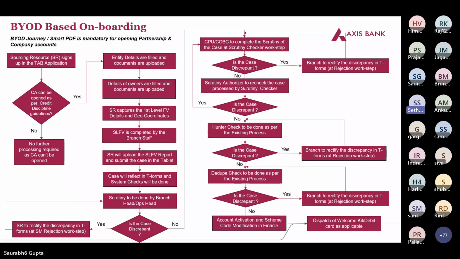BYOD is nothing but an Android application which is downloaded by the sales resource onto their smartphone or tablet. In case of an individual, there is an application called Tabon, which is the same as the one you would have used for the savings account. And for sole proprietor and higher constitution current accounts, there is another APK called Tab SME. Both these APKs are available in the Intune portal.